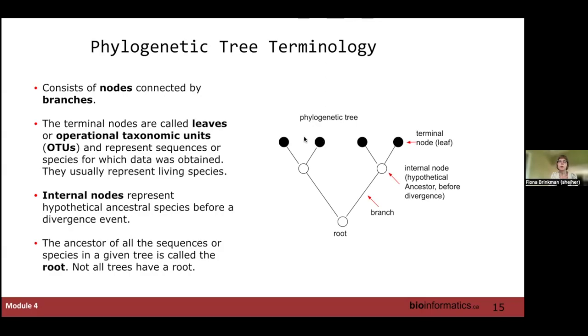But I do want to just emphasize that right now we're just going to be talking about species where there's a clear delineation of them. So we have internal nodes represent these hypothetical ancestral species before some sort of divergence event. And then the ancestor of all the sequences in a given tree is called the root. Not all trees have a root, as I'll show you.